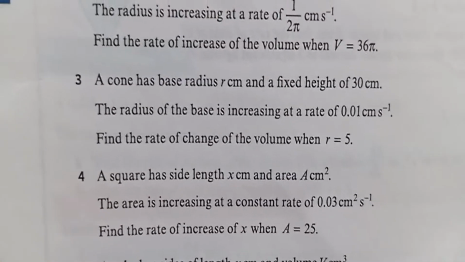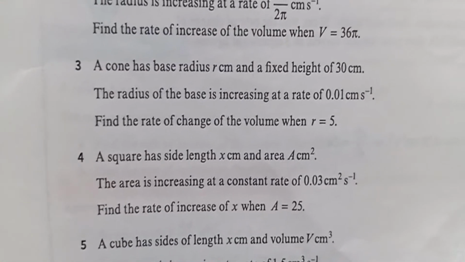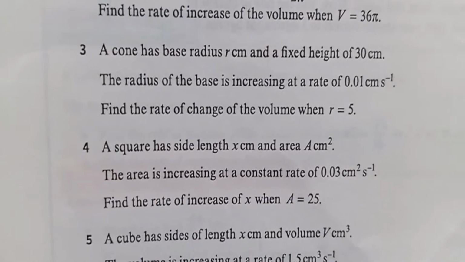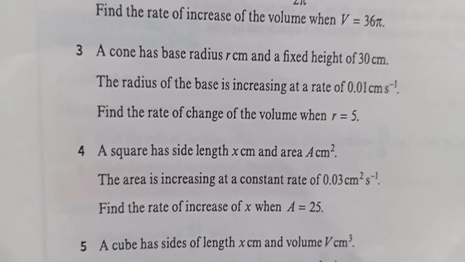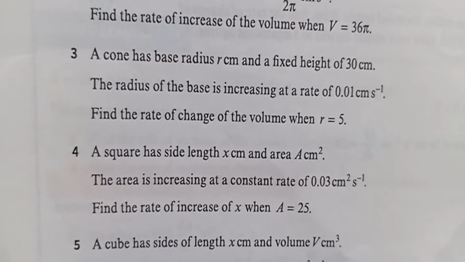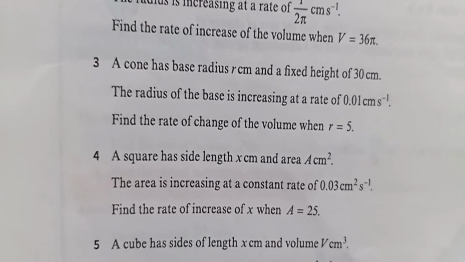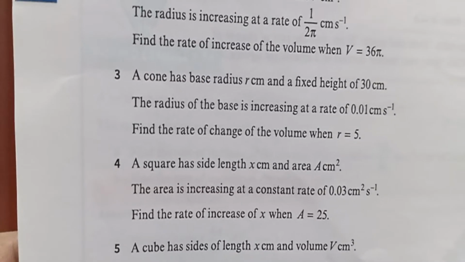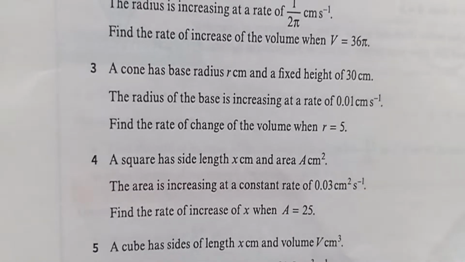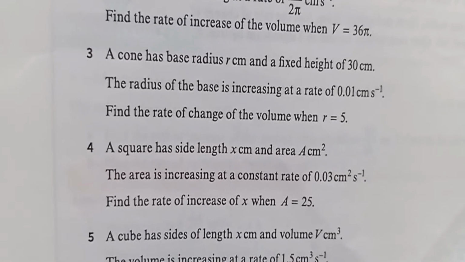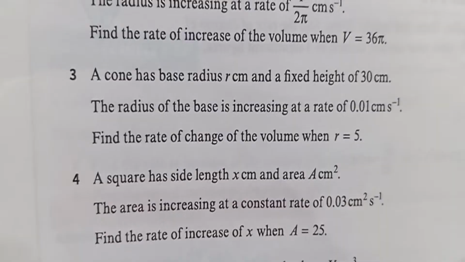Okay, so here we go. Question number 3. A cone has a base radius r centimeter and a fixed height of 30 centimeter. The radius of the base is increasing at a rate of 0.01 centimeter per second. Find the rate of change of the volume when r is equal to 5.